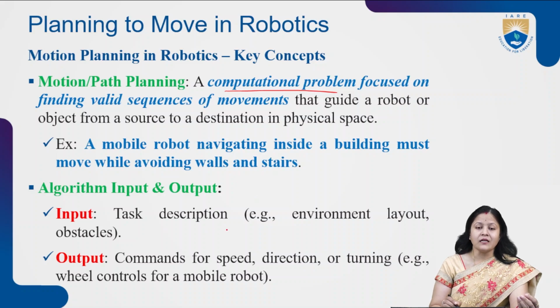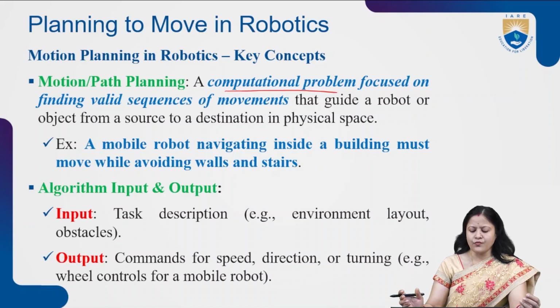Now input is the task description, like the environmental layout or the obstacles. That is called the input, and the output is the commands for speed, direction or turning, like wheel control for a mobile robot.